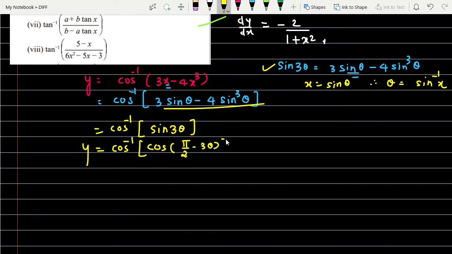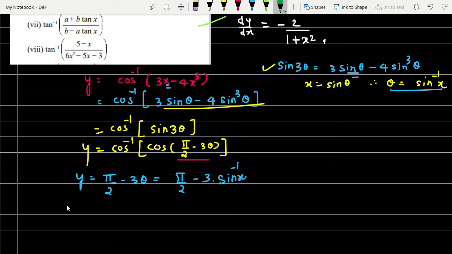3 theta. And so this will be the identity function. Therefore y is equal to pi by 2 minus 3 theta, which is pi by 2 minus 3 times theta. So theta is sine inverse of x.